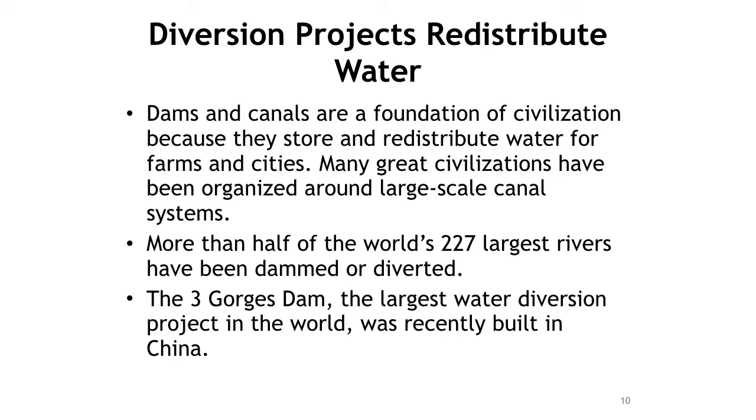More than half of the world's 227 largest rivers have been dammed or diverted. Of the 50,000 large dams in the world, 90% were built in the 20th century. Half of those are in China, which recently built the largest water diversion project in the world. That moves more than twice the flow of the American Colorado River. The initial cost estimate for this scheme is $62 billion, but could easily be twice that.